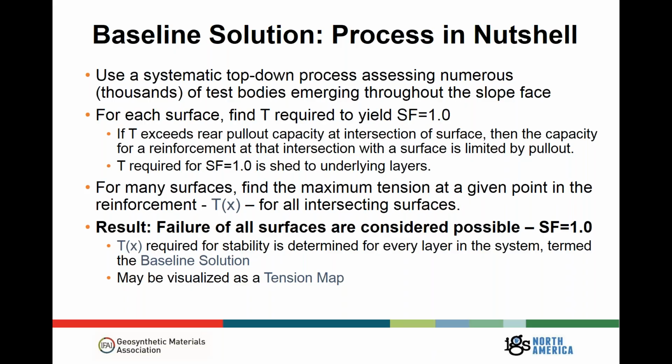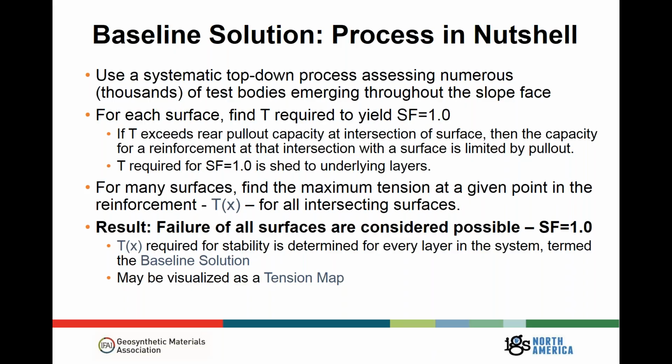So for each surface, what we do is we find, at the point of intersection with a given set of reinforcements, T required to yield a safety factor of 1.0. We're mobilizing the full strength of the soil. We know that if T at a given intersection with the reinforcement exceeds the rear pullout capacity from that green envelope you saw before, we can't mobilize the full strength of the reinforcement. We're limited by pullout. So the maximum load we can get at that layer, at that intersection of a slip surface and a reinforcement, is whatever the pullout capacity is. It's not the full TL DTS.